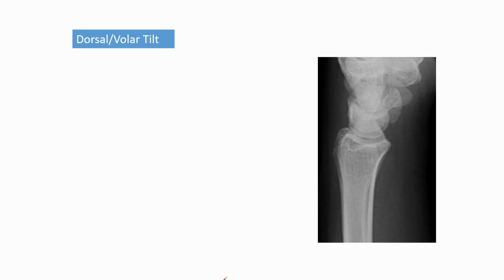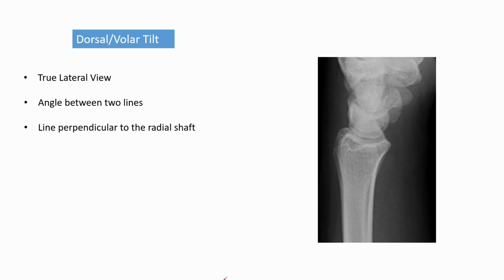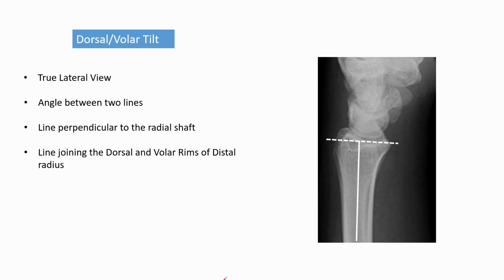Coming to the dorsal or volar tilt. It is seen in the true lateral view, and it is the angle between two lines. The first line is a line perpendicular to the radial shaft, and the second line is a line joining the dorsal and volar rims of the distal radius. So if the dorsal rim is more distal, this is known as a volar tilt, and if the volar rim is more distal, it will be known as a dorsal tilt.